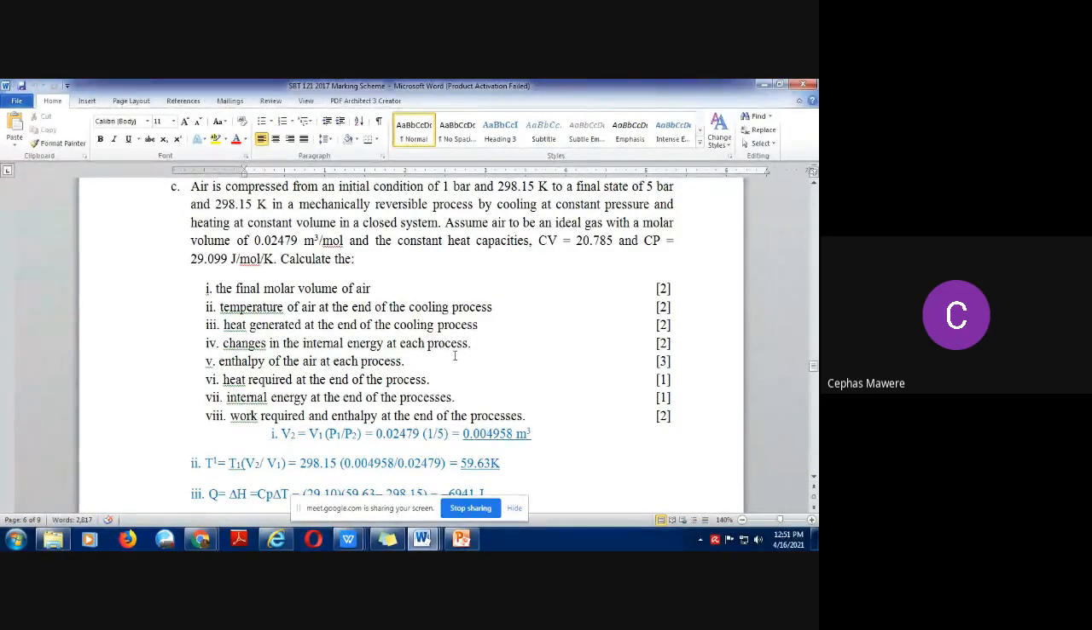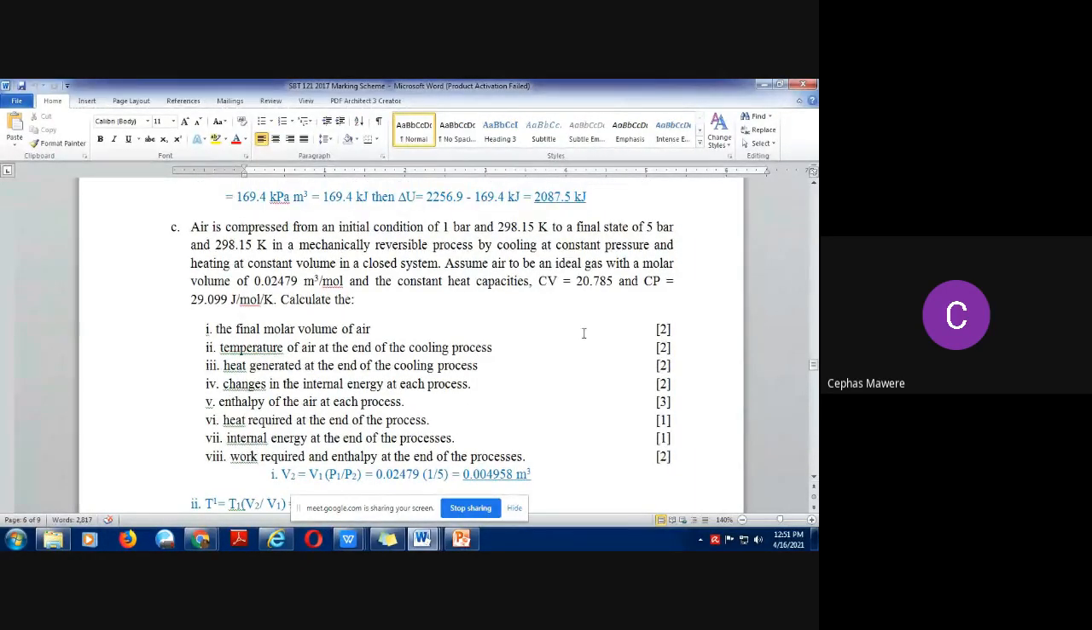Okay, so basically what you need to understand is that as we look at this question, you will notice that there was a change of pressure from 1 bar to 5 bar. But as this was happening in a system, the temperature of the system remained at 298.15 kelvins. So as you can see here, the temperature remains at 298.15 kelvins, right?